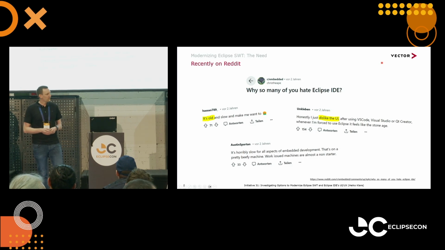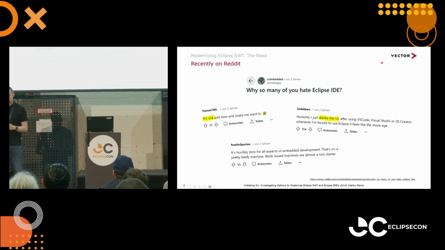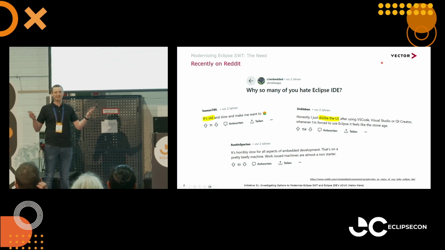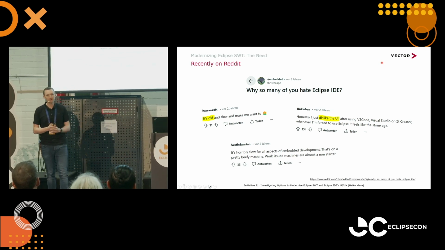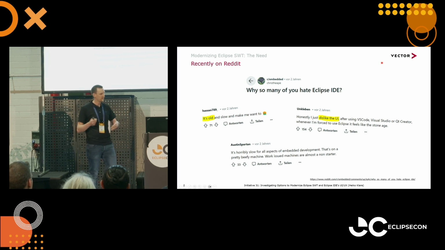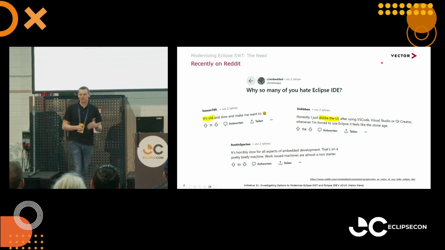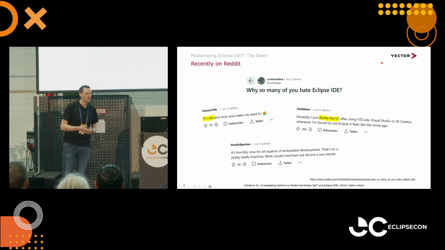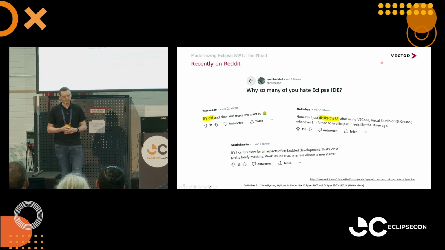So let's start with a look into the community. This is a thread at Reddit asking why so many people hate Eclipse IDE. Of course, that's a rather provocative question, and of course, I do not hate Eclipse IDE. But it's interesting to look into such discussions to see what people complain about, what bothers them when using Eclipse or the Eclipse IDE. One of the points that always comes up is the UI. Of course, there are other things, but the UI is always mentioned, people complaining that it looks old, that it feels old and quite outdated.